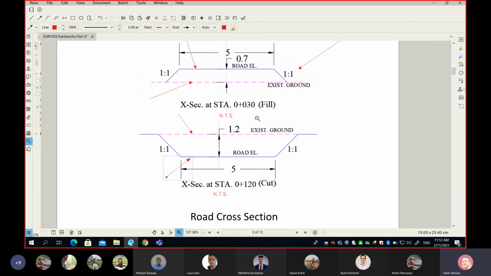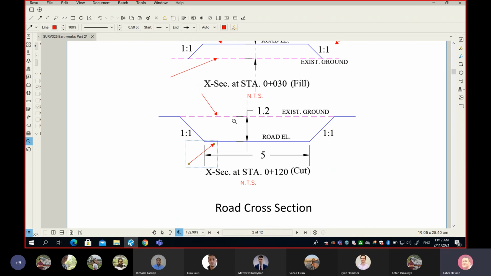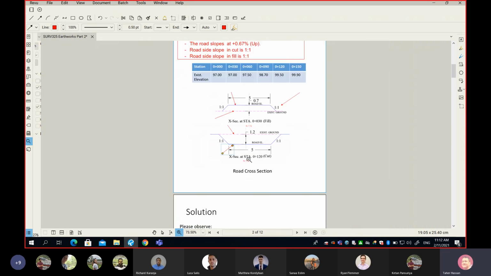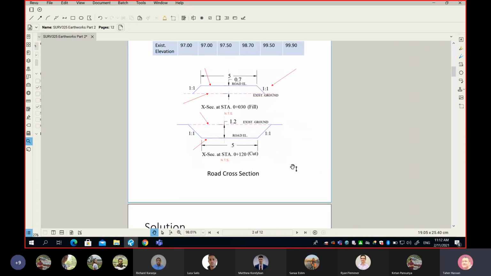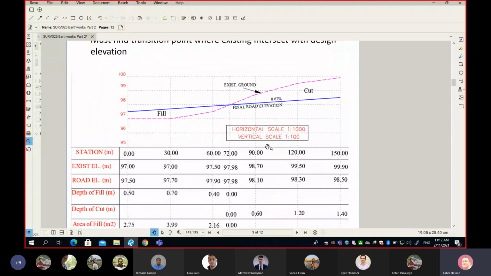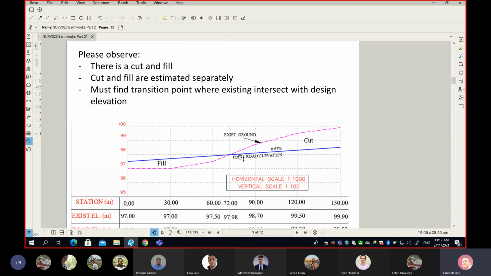Now, let's go ahead and do the profile. I'm not going to spend more time on the profile because probably you are aware of how to draw the profile. So look at this, please. So here is my profile.